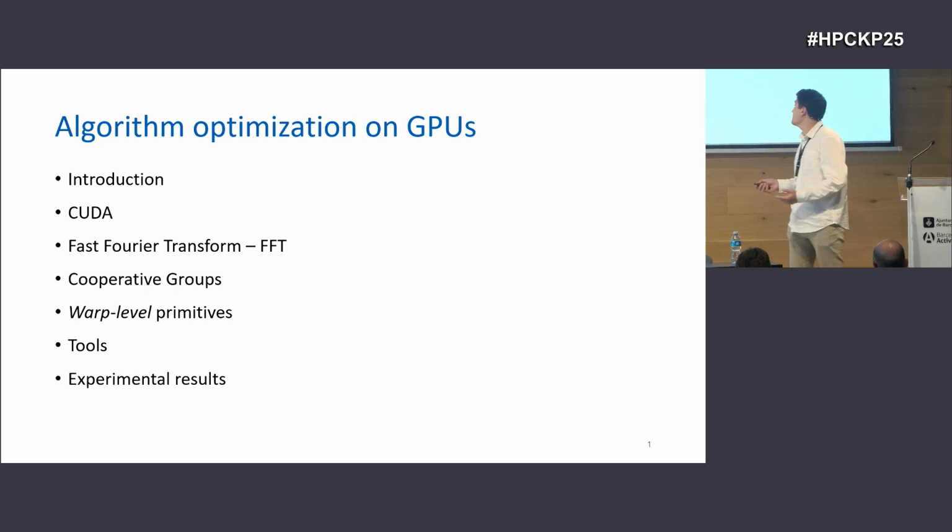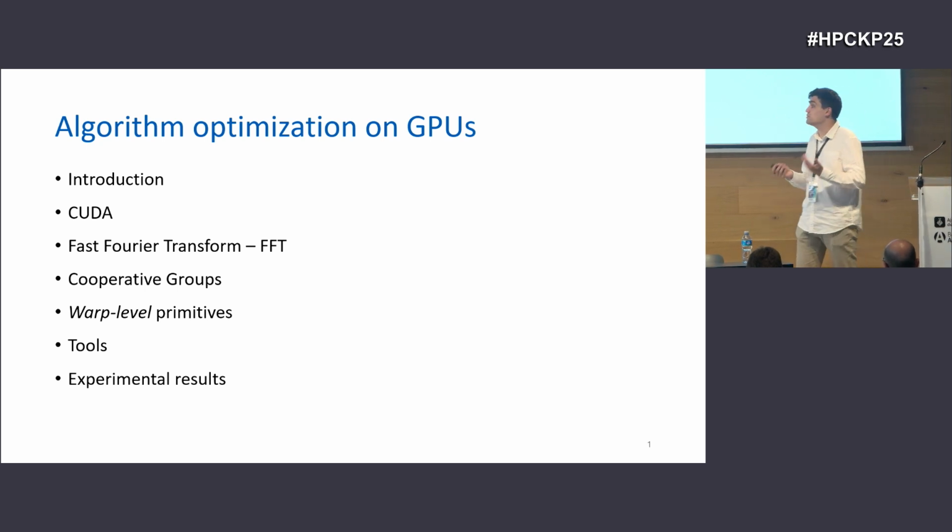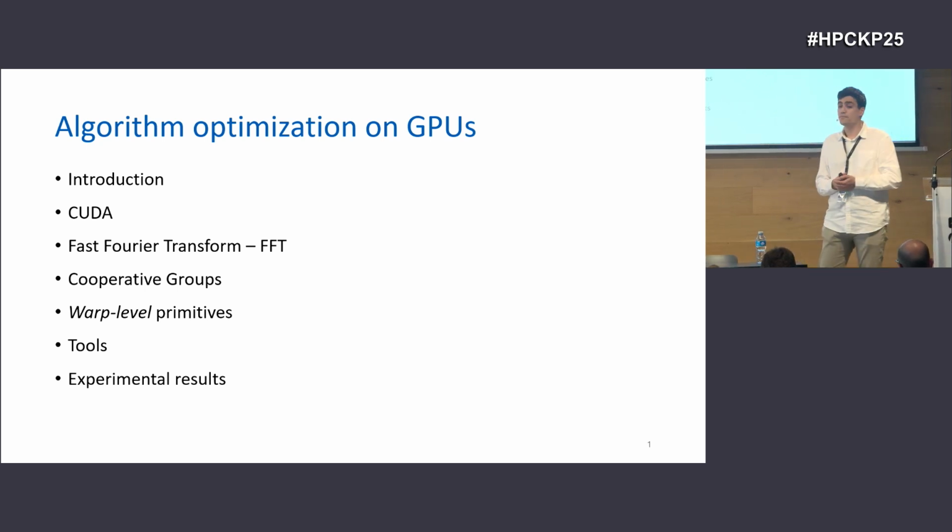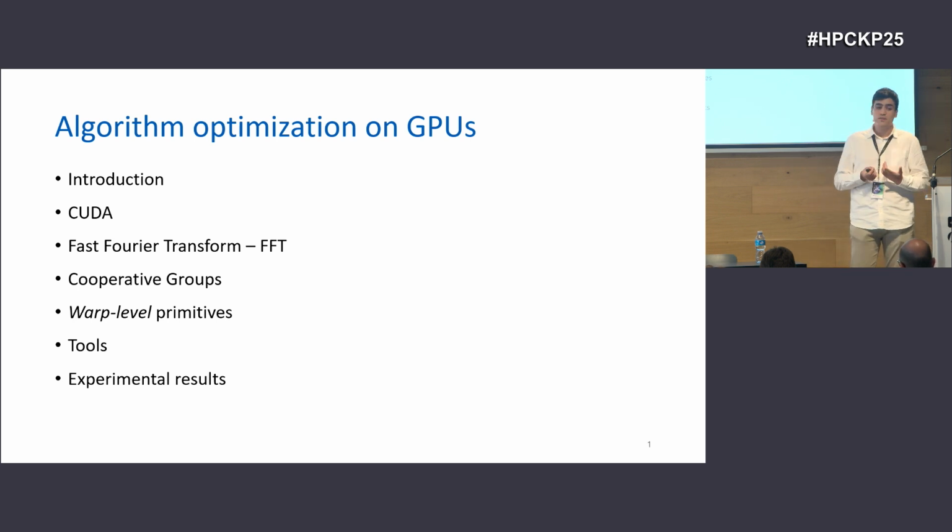I want to do a brief introduction, then introduce a little bit of concepts about CUDA, then talk about the Fast Fourier Transform, to then dive into the implementation we've done with cooperative groups, then the optimization using warp-level primitives, and finally, some tools that help me in the process. At the end, I also want to share the experimental results that we obtained.